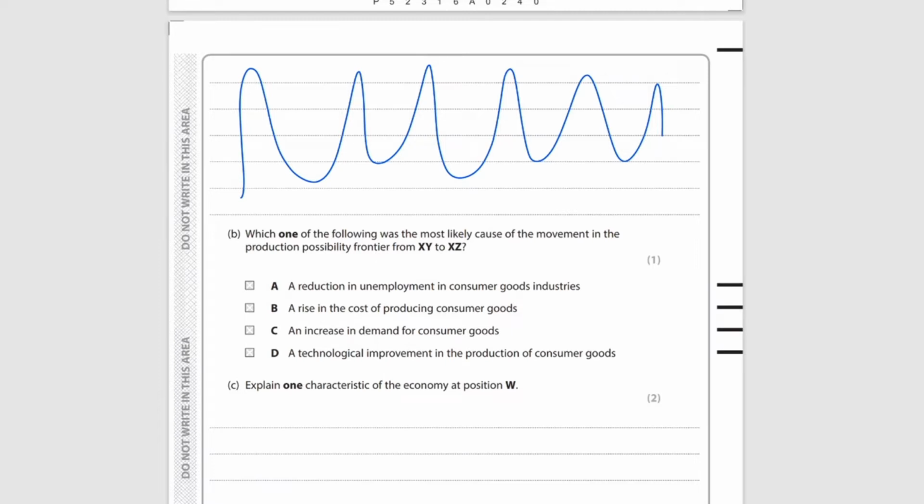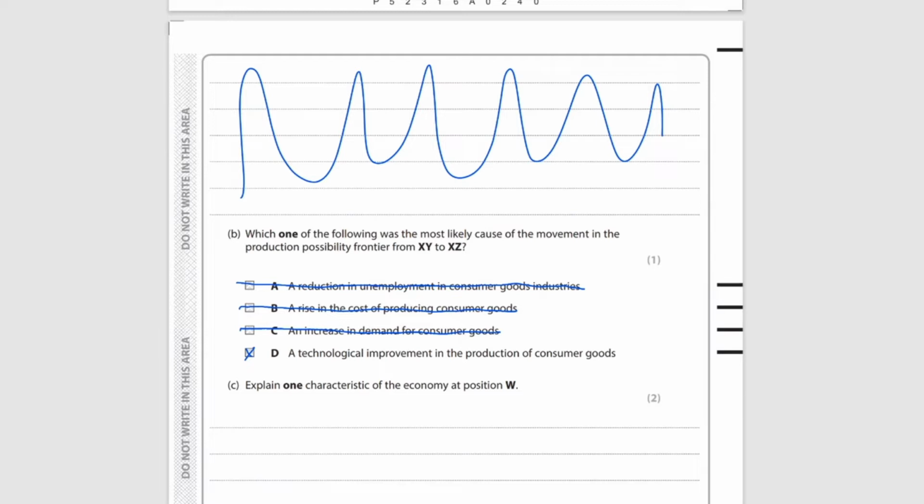So which one of the following was the most likely cause? A reduction in unemployment in consumer good industries. If there's unemployment, then there's not an increase in the capital through doing it. So it's unlikely that this is going to be correct. It could be correct, but it's not the most likely. A rise in the cost of producing consumer goods is definitely incorrect. An increase in demand for consumer goods is also incorrect, because we're talking about the production, not the demand. So it must be that the answer is D, a technological improvement in the production of consumer goods.